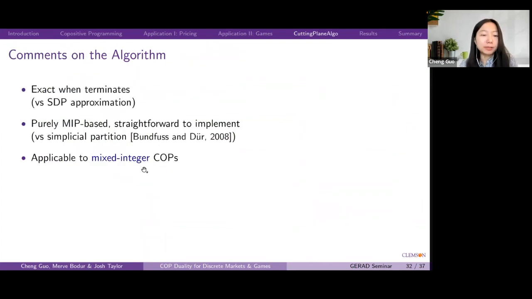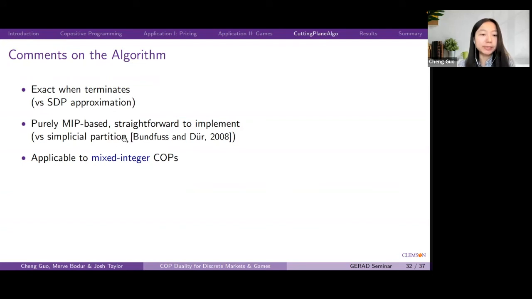So a few comments on the algorithm. First, the algorithm is exact when it terminates, while the SDP approximation widely used in the literature is not exact, it's an approximation. And also, I think we are one of the few exact algorithms for copositive programs in the literature, and one other exact copositive program algorithm that we know is this one by Bonifas and Di Summa, which uses simplicial partition.